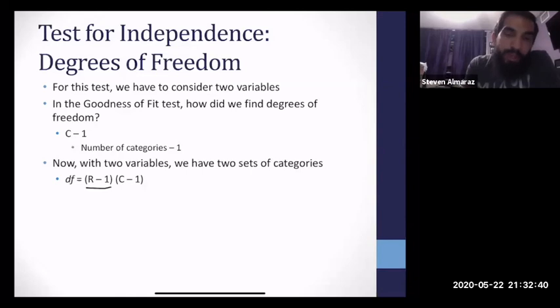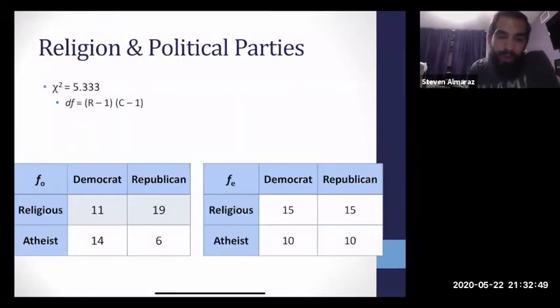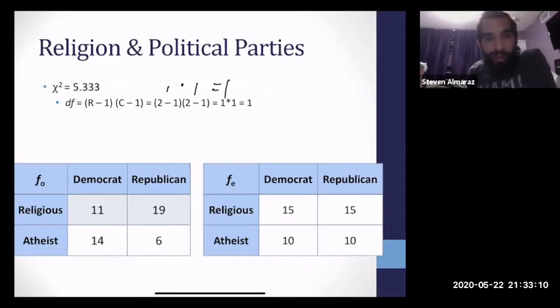R minus 1 means the number of rows minus 1, and C minus 1 means the number of columns minus 1. All right, so we have two rows, religious and atheist, and we have two columns, Democrat and Republican. So we do 2 minus 1, which is just 1, times 2 minus 1 again, which is just 1, and that gives us a final answer of 1.